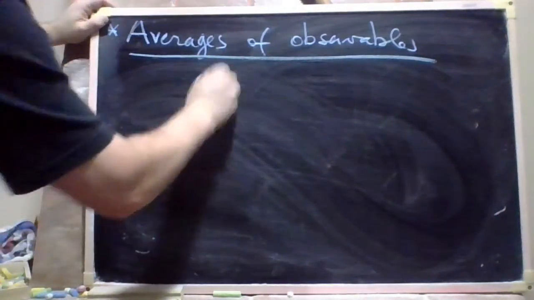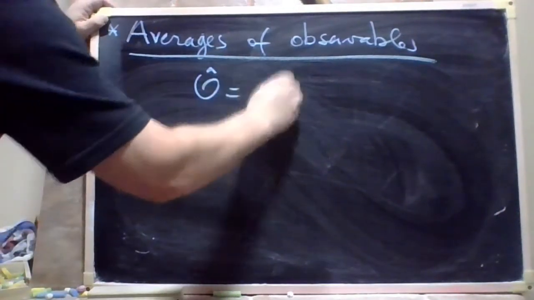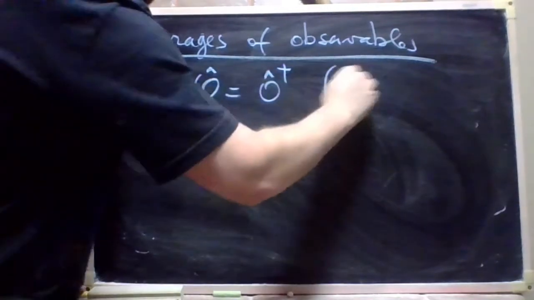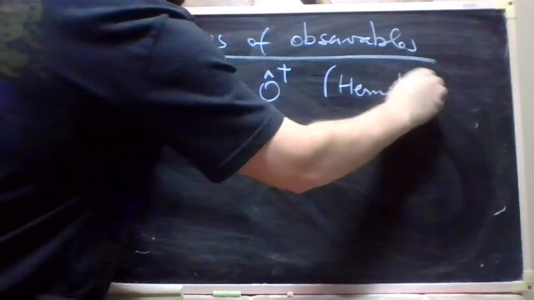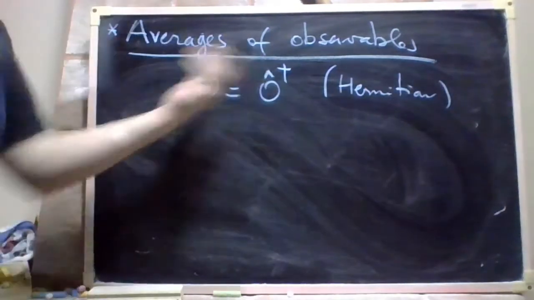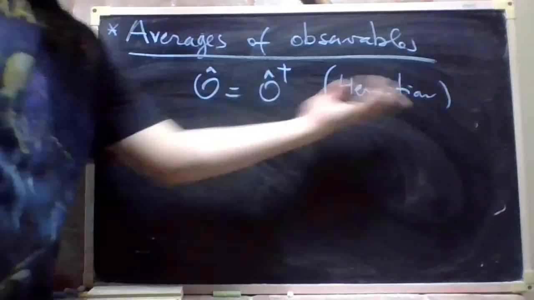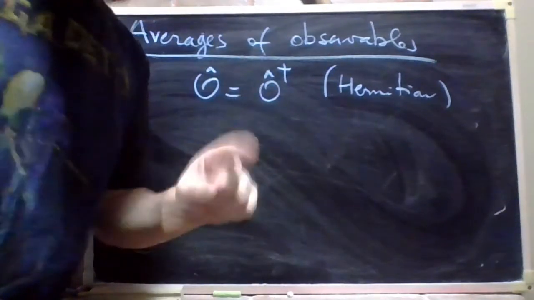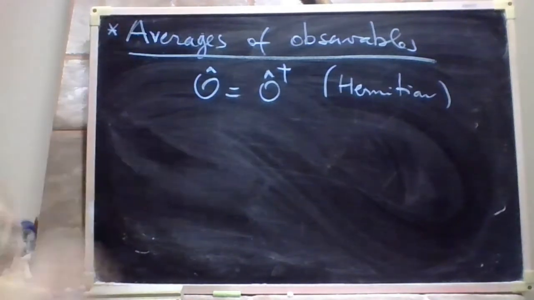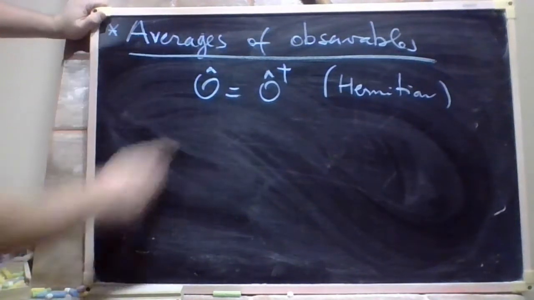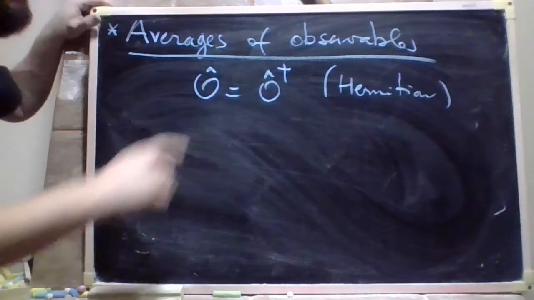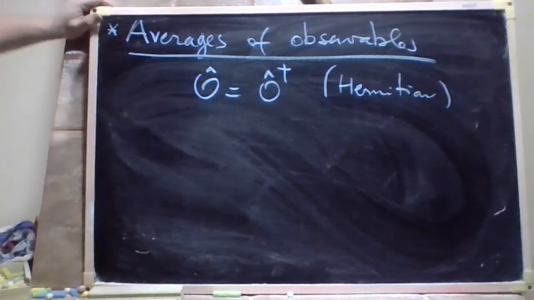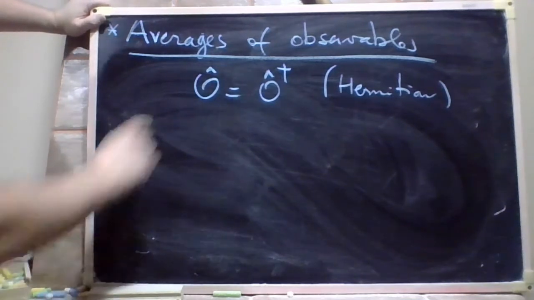Suppose you have an observable O. It must always be Hermitian. Hermiticity of an operator, or the self-adjointness of the operator, ensures it has only real eigenvalues. That's a very important thing. And suppose, for the sake of simplicity, this operator does not depend on time. It's just a constant in time.